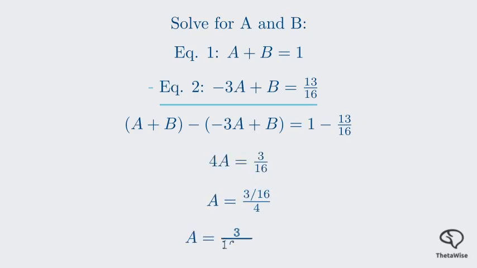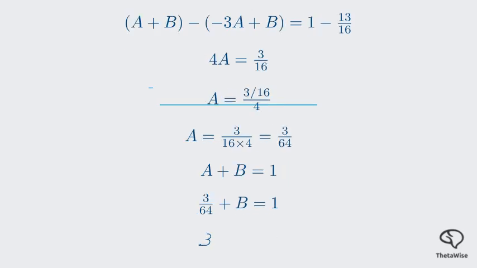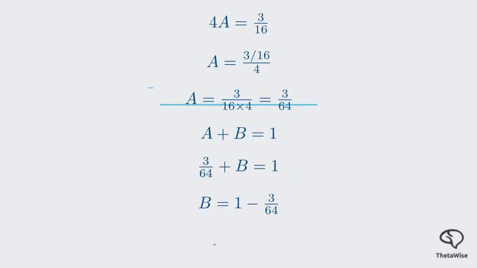Remember, dividing by 4 is the same as multiplying by 1/4. So a equals 3/64. That's the value of our first constant. Now we can easily find b by substituting the value of a back into equation 1, which is a plus b equals 1. Substituting a equals 3/64, we get 3/64 plus b equals 1. Solving for b, we find that b equals 1 minus 3/64. 1 is 64/64, so 64/64 minus 3/64 gives us b equals 61/64.